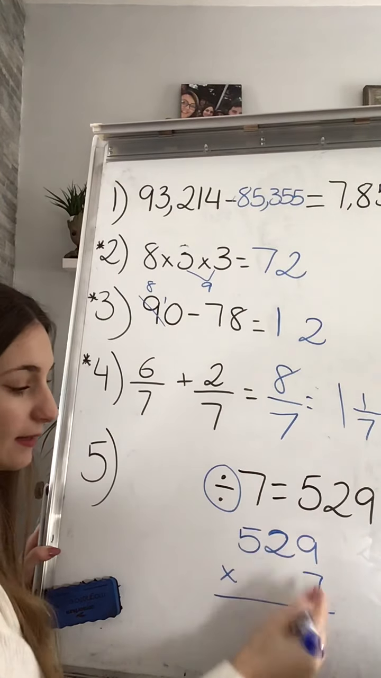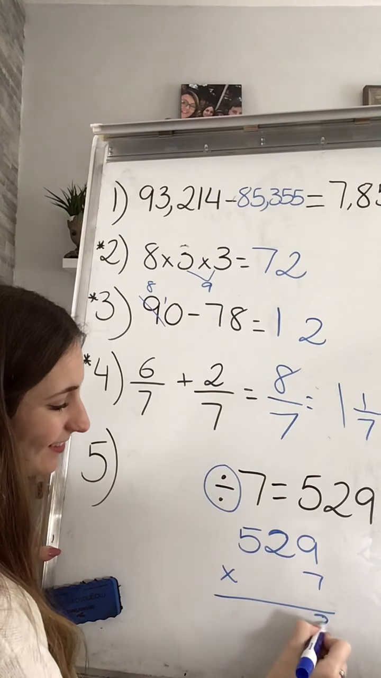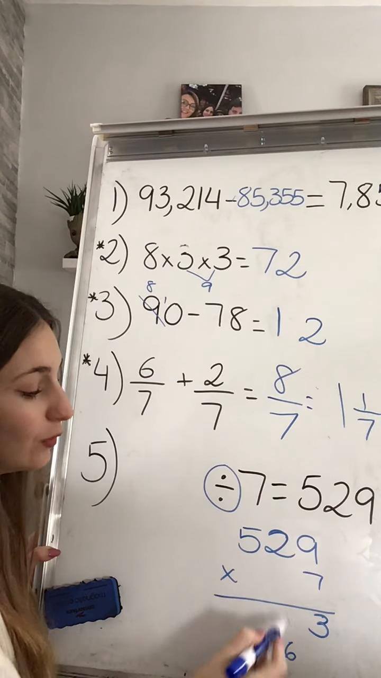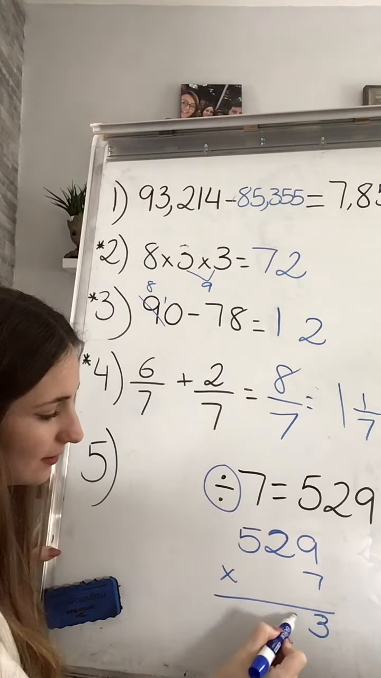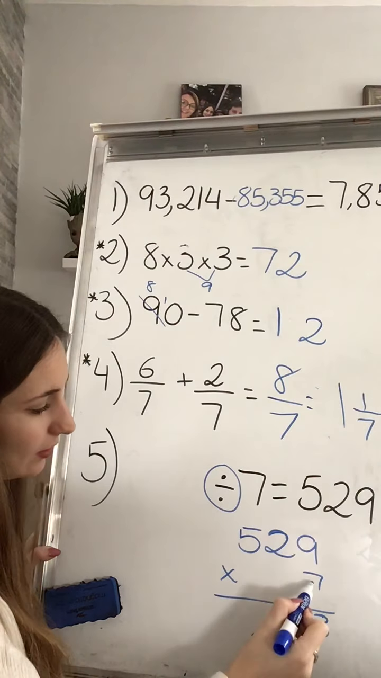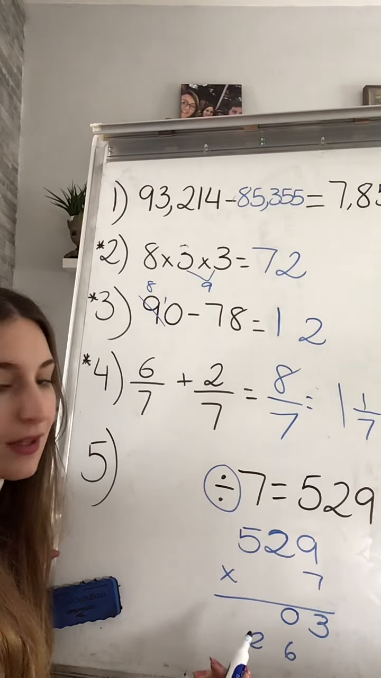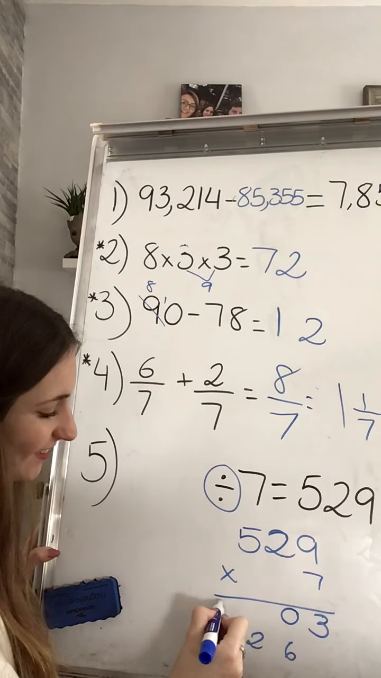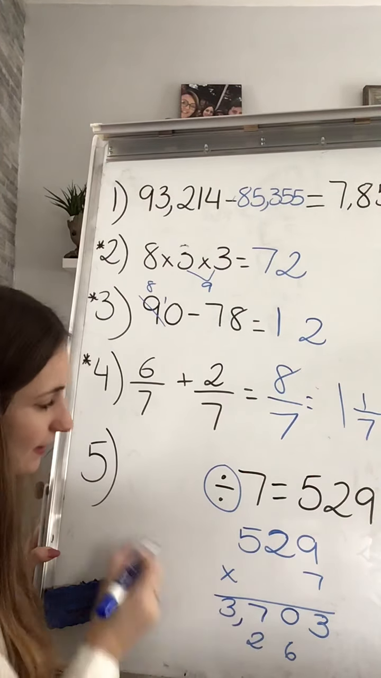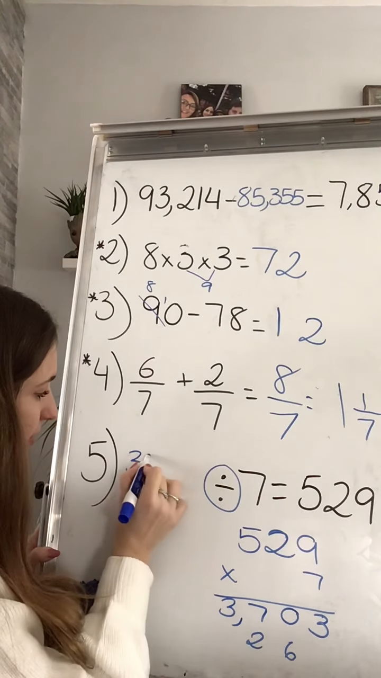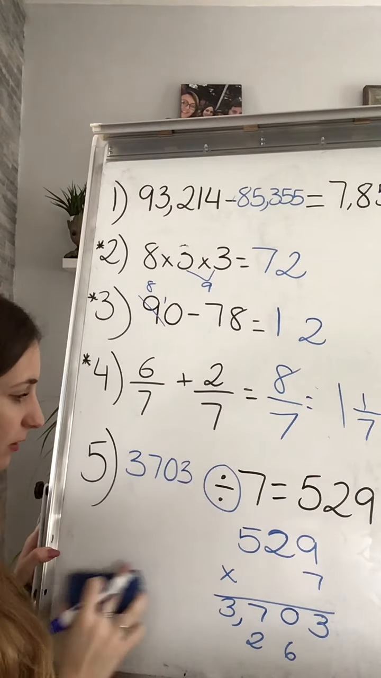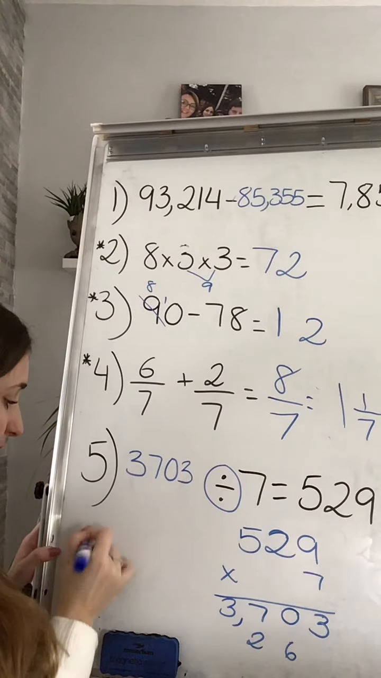7 times 9 is 63, well done. 7 times 2 is 14, add 6, 20, well done. 7 times 5 is 35, add 2, 37. So your answer should be 3,703. Shall we try to see if it's right?